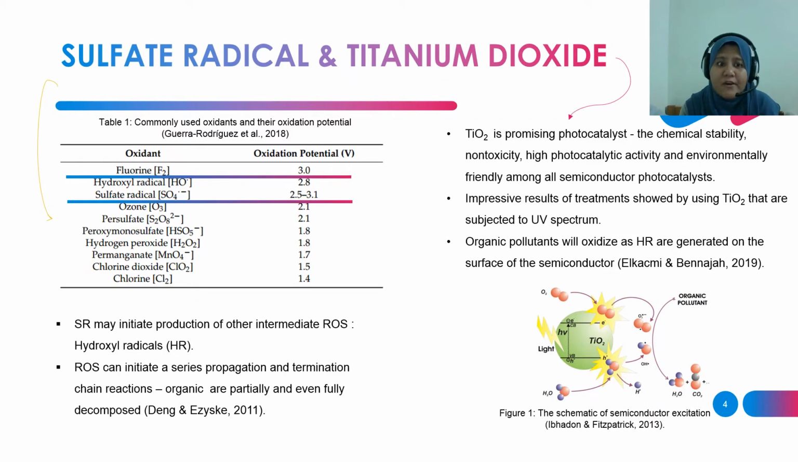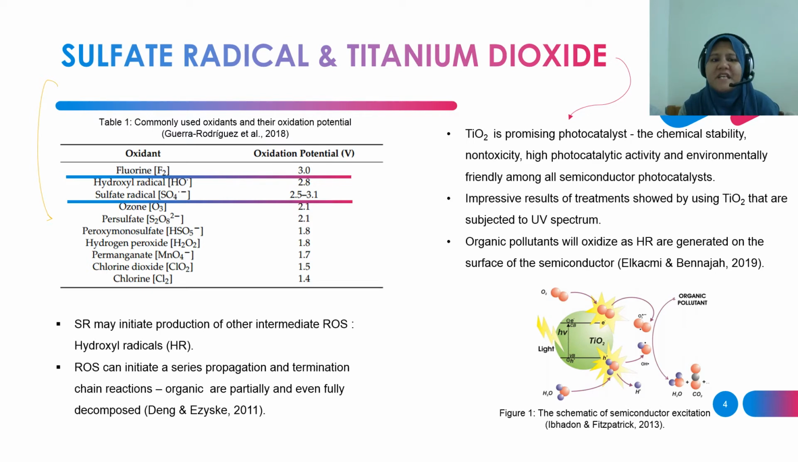This slide is about sulfate radical and titanium dioxide. Table 1 shows the oxidants and their oxidation potential. Hydroxyl radical has a higher oxidation potential, which is 2.8, compared to chlorine and also permanganate. However, sulfate radical generated from the activation of the persulfate has the highest oxidation potential among all the oxidants. It can be from 2.5 until 3.1.